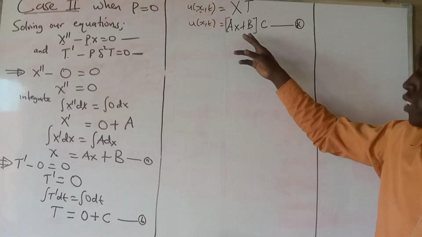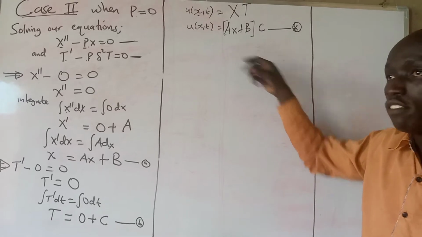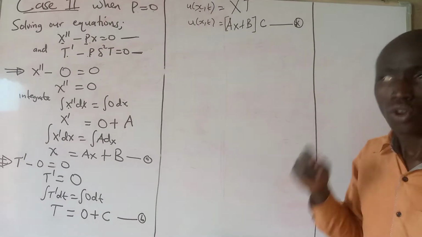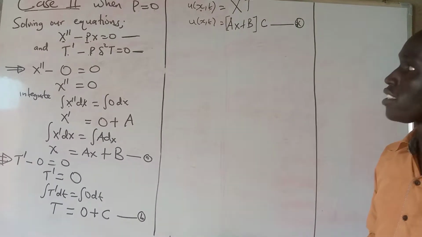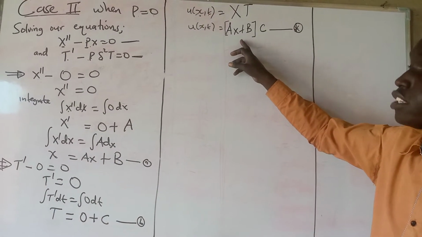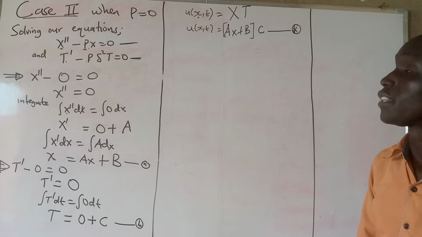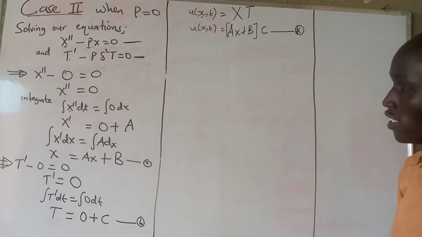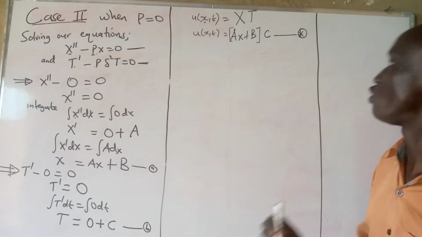But now, this solution here must be tested. We said we invoke boundary conditions and initial conditions. But for this case, let's first test this solution using the boundary condition. We see if it satisfies the boundary condition to be a solution. If it does not satisfy, that is not a solution. Let's apply the boundary condition.